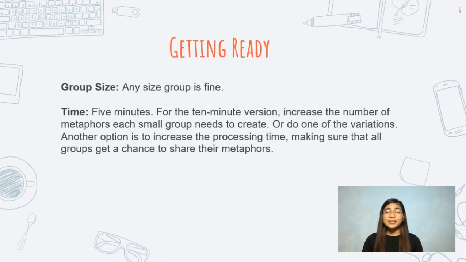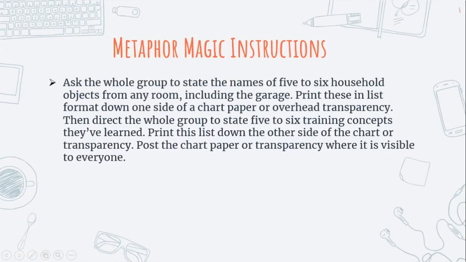And for the instructions, first, ask the whole group to state the names of 5 to 6 household objects from any room, including the garage. Print this in list format down one side of a chart paper or overhead transparency, then direct the whole group to state 5 to 6 training concepts they have learned. Print this down the other side of the chart or transparency. Post the chart paper or transparency where it is visible to everyone.